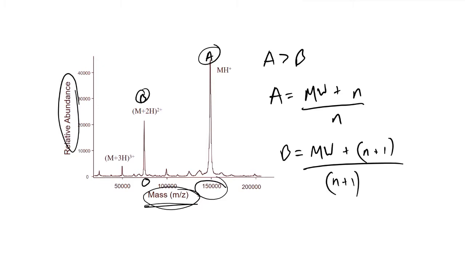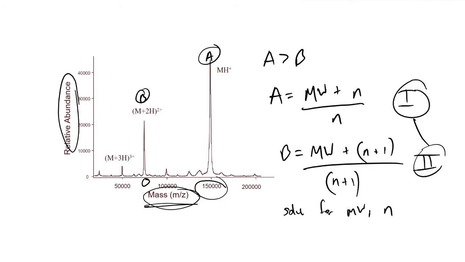What we get from this are two equations, 1 and 2, that we can solve via substitution or elimination. It's just algebra. And we can solve for the molecular weight as well as n. With this molecular weight value, you now have another piece of information in your puzzle to determine the identity of your unknown compound.